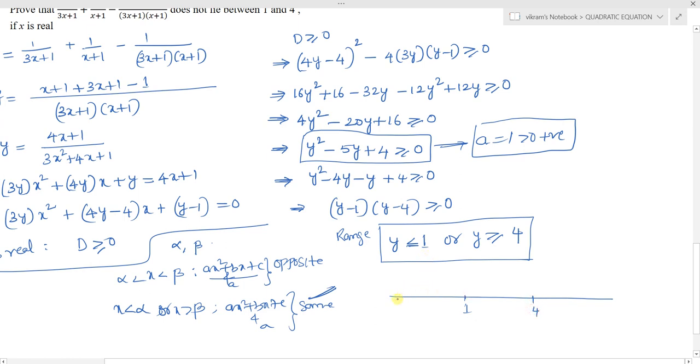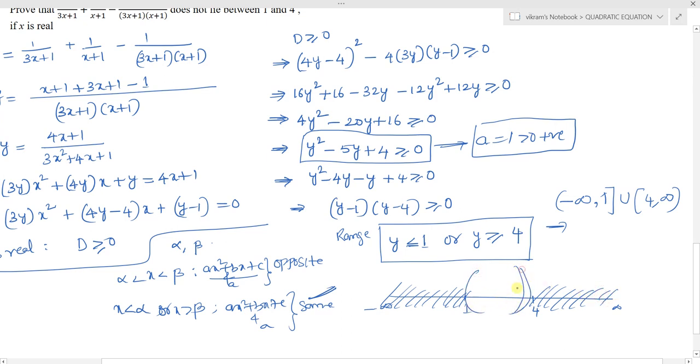Now what is our range? Some minus infinity to plus infinity. So our range can be written as minus infinity to 1, union 4 to infinity. Minus infinity to 1 is our range, and 4 to infinity is also our range. Now it is not lying in between 1 and 4.